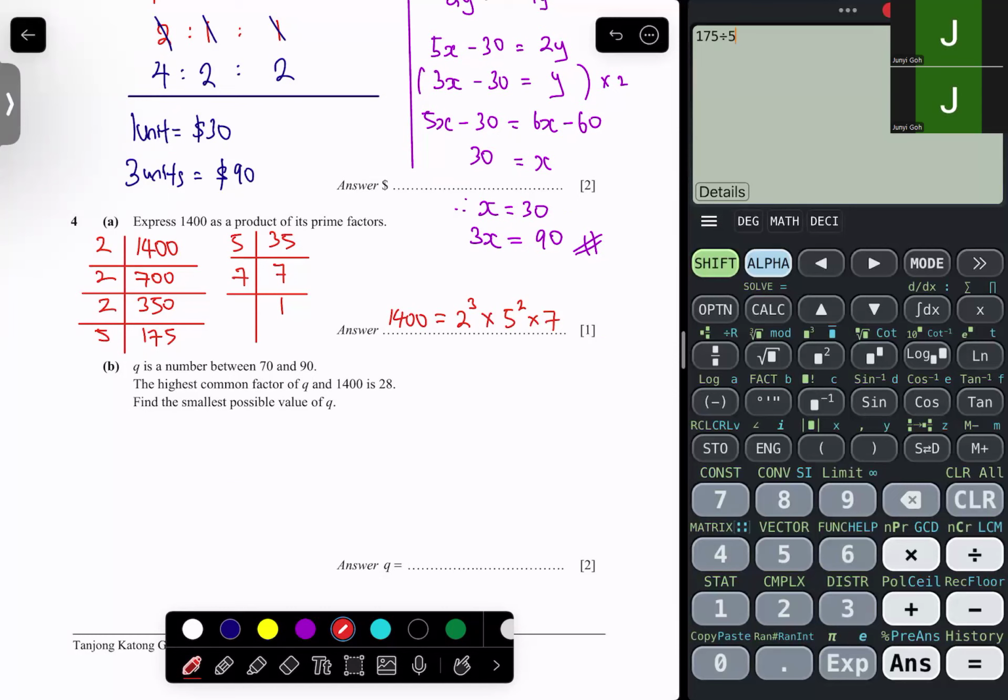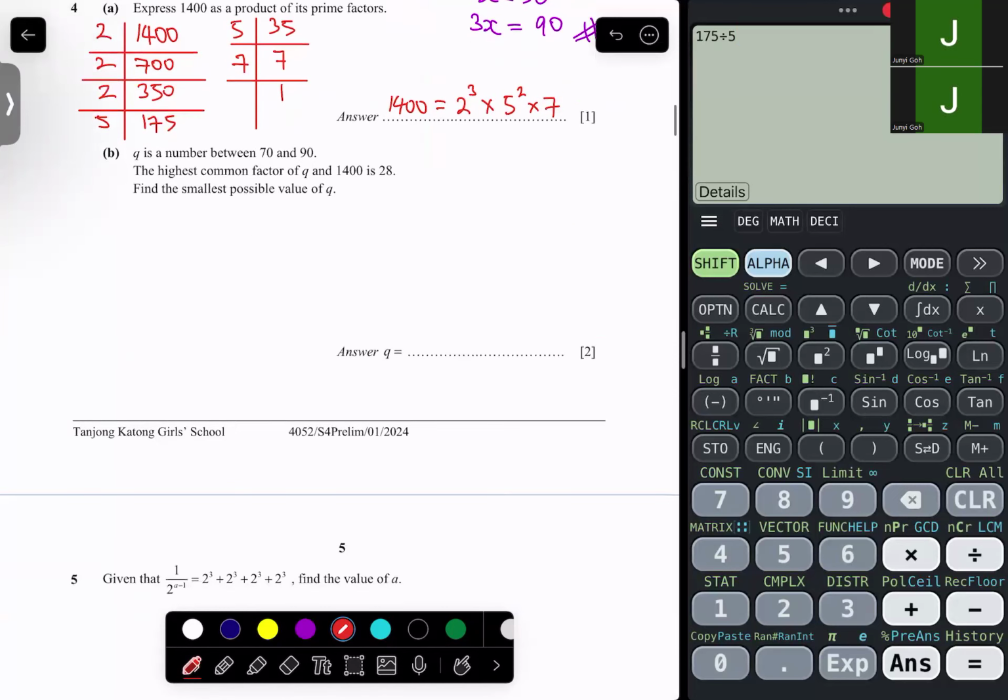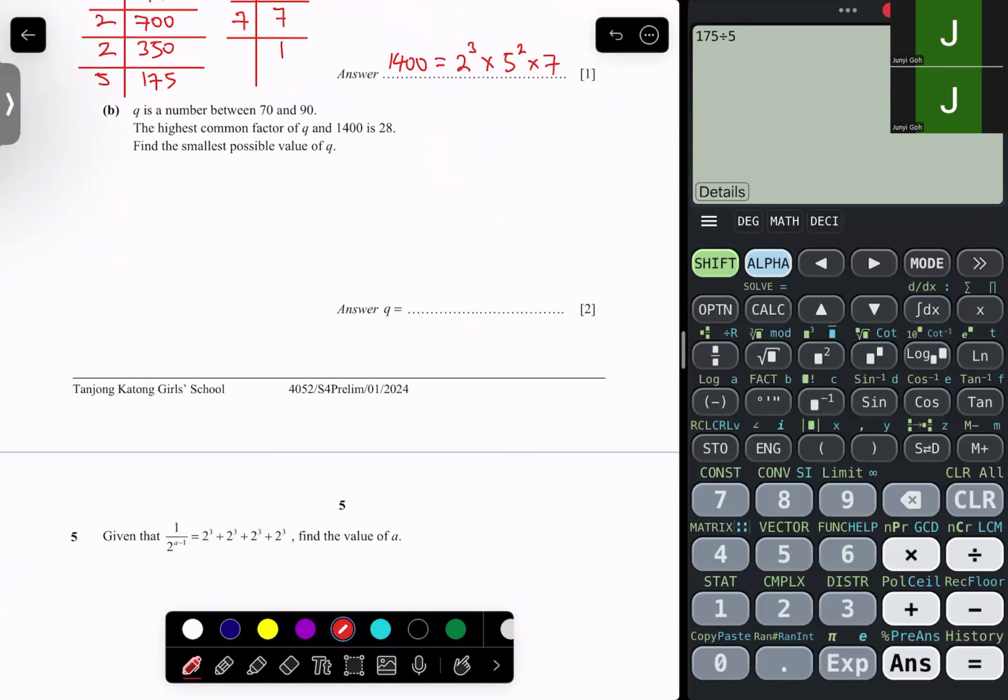Part B. Q is a number between 70 and 90. The HCF of Q and 1400 is 28. Find the smallest possible value of Q. So how do we do this kind of question? First I'll list down the HCF and 1400. So 1400 is 2 cubed times 5 squared times 7. 28 is actually 2 squared times 7, and this is supposedly our HCF.